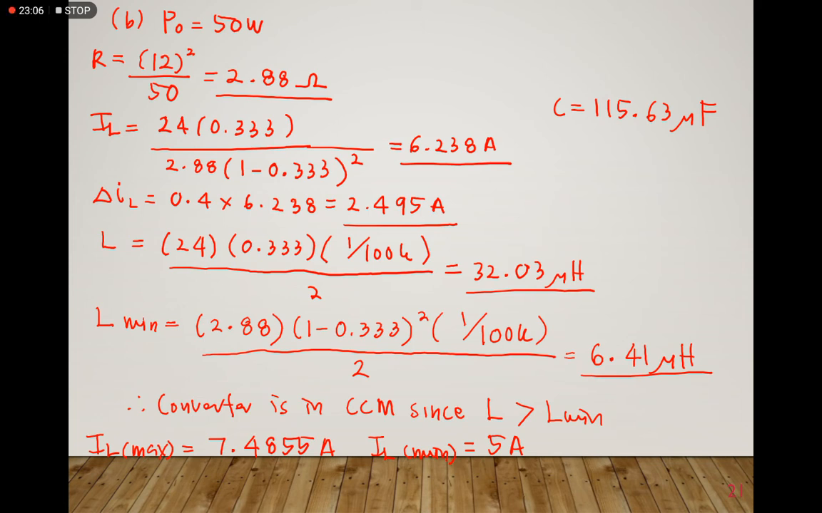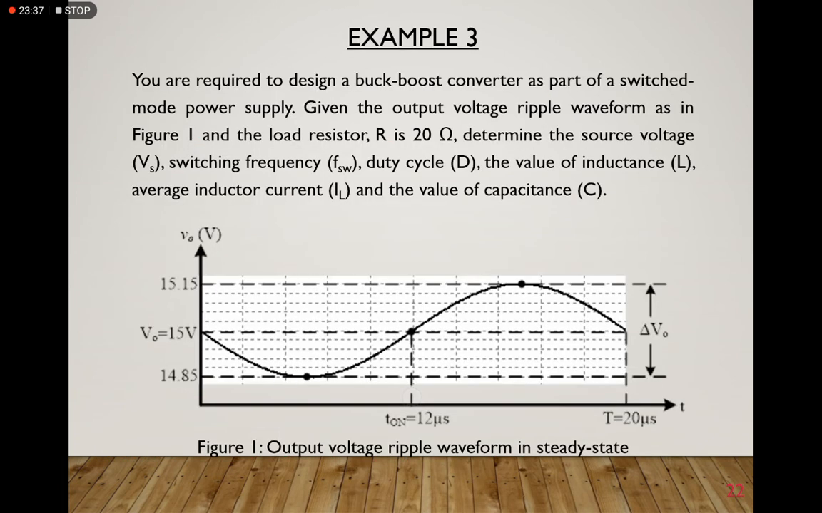Your L, the value of the inductor, will be decreased once we increase the value of output power. And then the value of your capacitor will be increased. So these are the changes in the affected parameters once we change the output power, whether it is an increase or a decrease. So you need to check, and then compare, right?